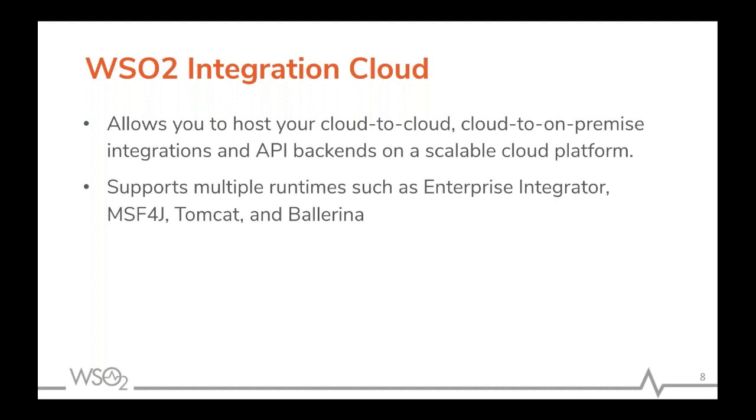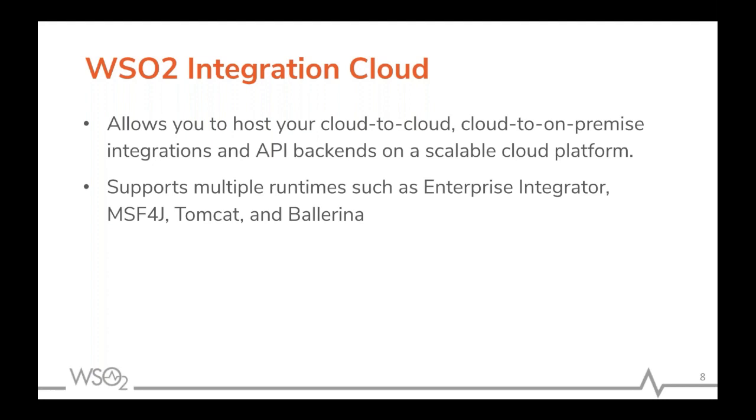You can easily connect with on-premise systems and databases using a VPN between your data center and the Integration Cloud. Furthermore, you can expose your integrations as APIs instantly by connecting to the WSO2 API Cloud.